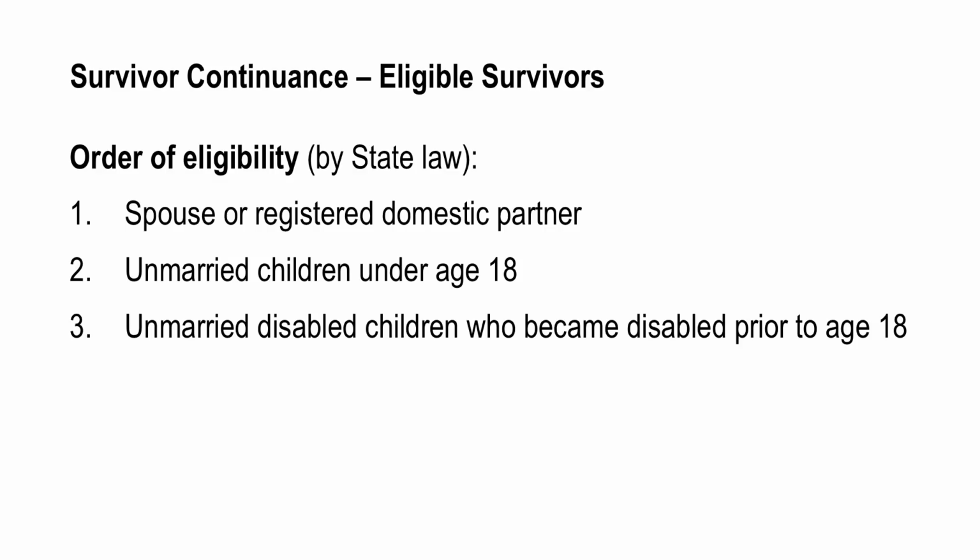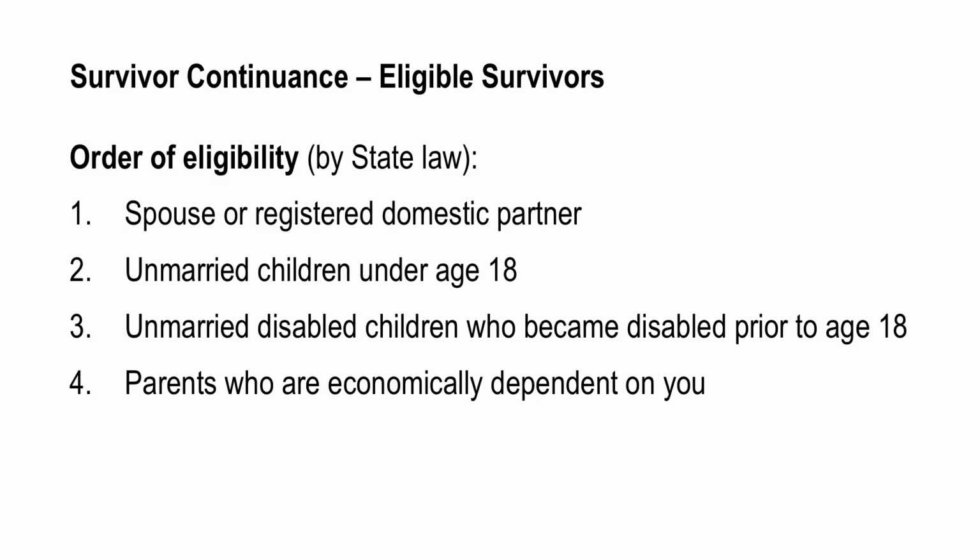Next would be an unmarried child who became disabled prior to age 18 and whose continuing disability renders them incapable of holding a job. Last on the list is a parent who is economically dependent upon you for more than 50% of their support. If you don't have any of the persons listed, then the benefit is not paid to anyone.